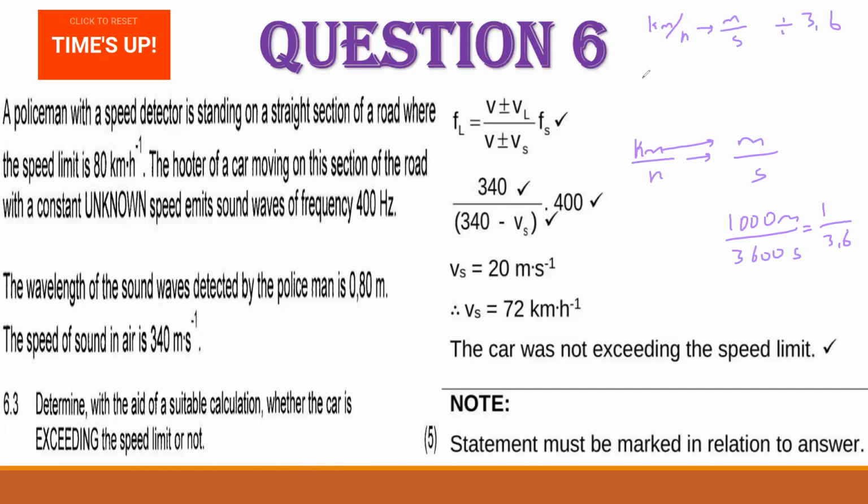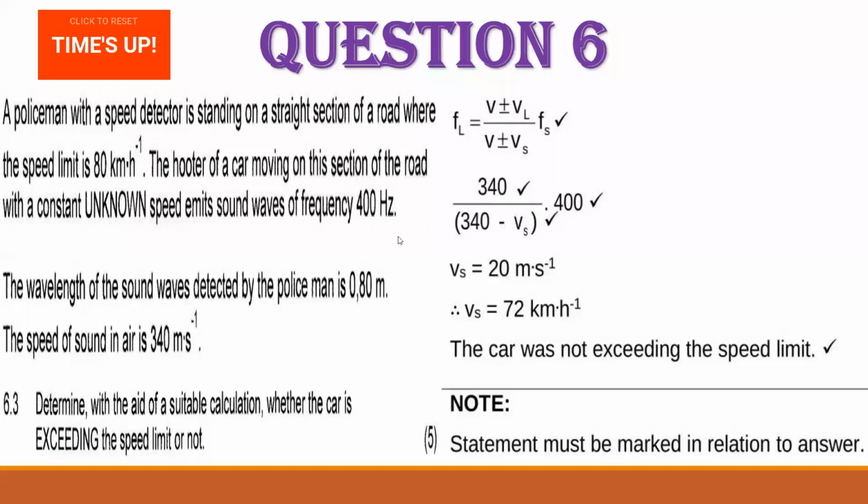But if you are moving from meters per second to kilometers per hour, because they're asking like that, you times by 3.6. You can keep in your mind: kilometers per hour to meters per second, divide by 3.6; meters per second to kilometers per hour, times by 3.6. I think it's much clearer now. So 72 is less than the speed limit. It means it is fine, it can move, no punishment for this car.